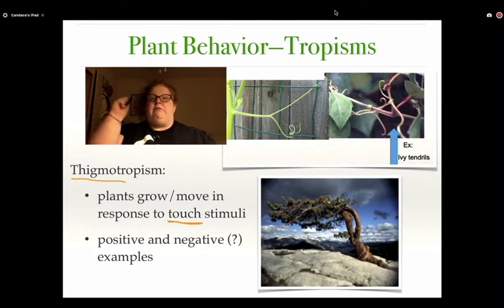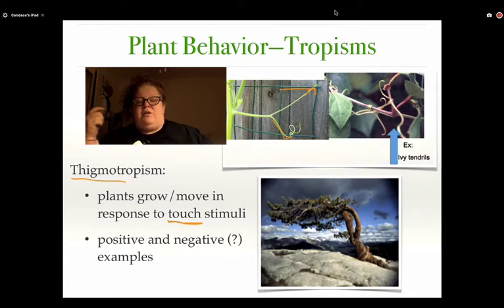So remember earlier when I said that we had that nastic movement where you have the vine or the stem twirling, when it touches a surface like this here and starts to move around it, that is responding to touch. And so that's called a positive thigmotropism. So it's responding positively to that touch.